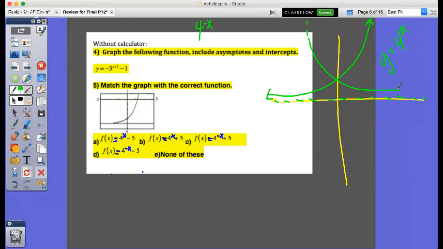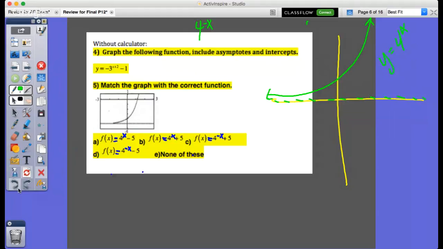Wait, could we just plug this into our calculator and see which matches? This one would be without a calculator. Wait, so there's like two different ones? That's a game changer. Yeah, there will be two different ones. I'm not trying to trick you on this. So when you get to the without a calculator part, just remember, I've got to be able to do this without.